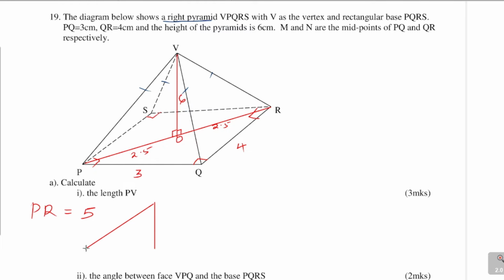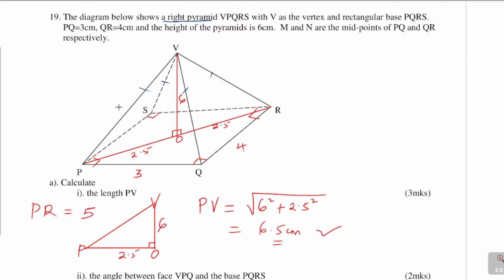You can see this is what we're going to use. We have O, V, P. I've extracted that, and having the height here as 6 and PO as 2.5, I can use Pythagoras theorem to get PV. So PV will be the square root of 6 squared plus 2.5 squared, and this will give 6.5 centimeters. So that is PV, 6.5. And remember that will now be the slant height of all the others.